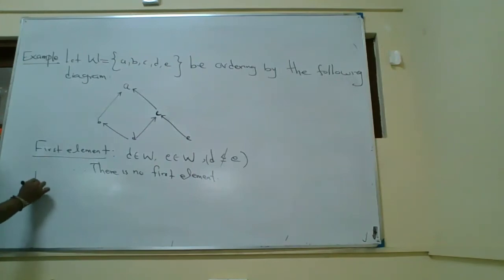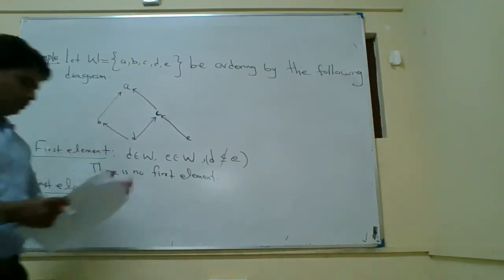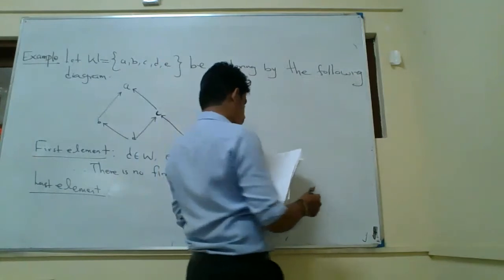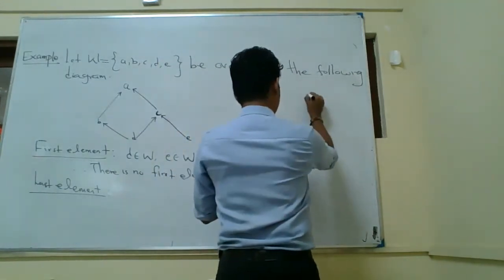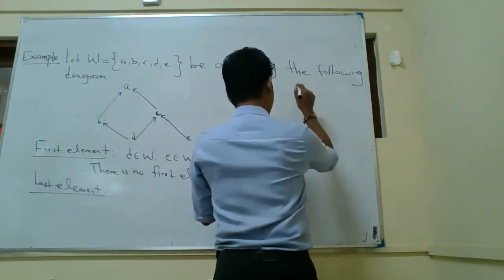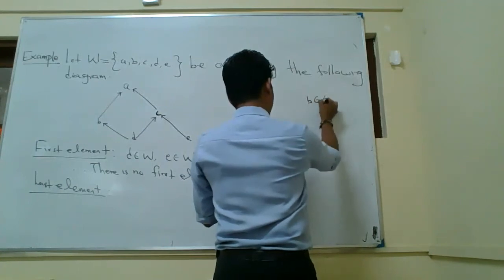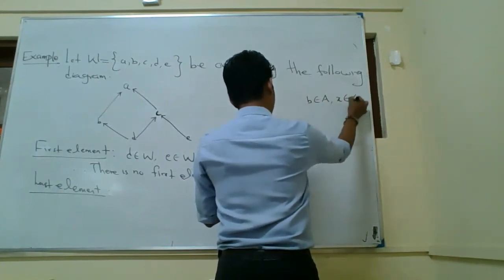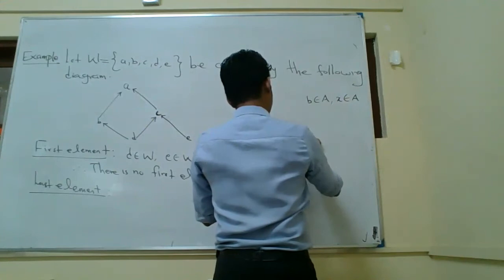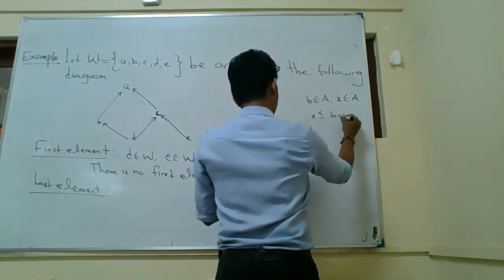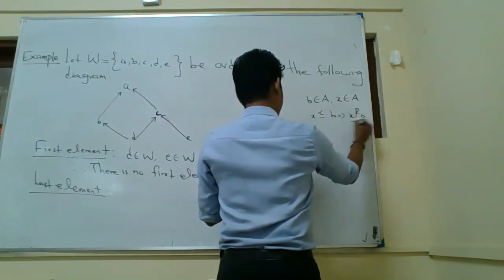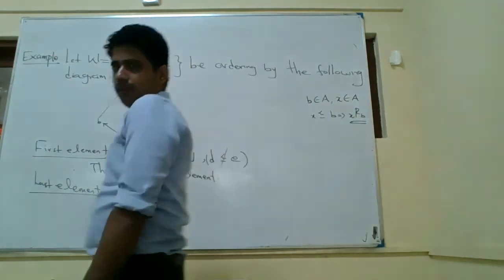Last element. Last element means you have the relation here. Suppose B is your last element. From the definition of the last element, B belongs to A, you can find such an element X belonging to A. B is your last element means you can write X precedes B. That means X related to B.